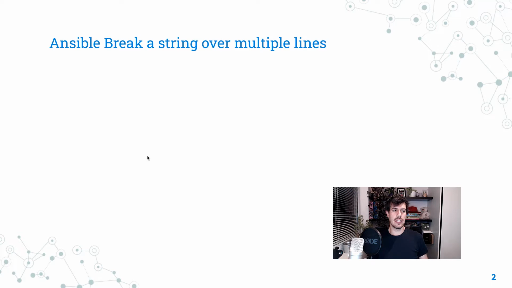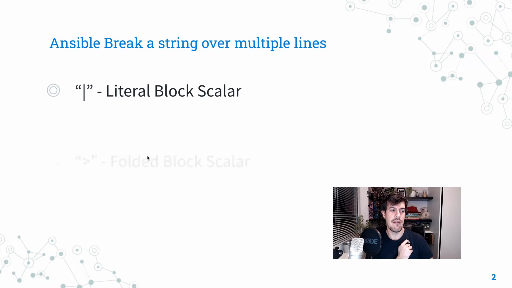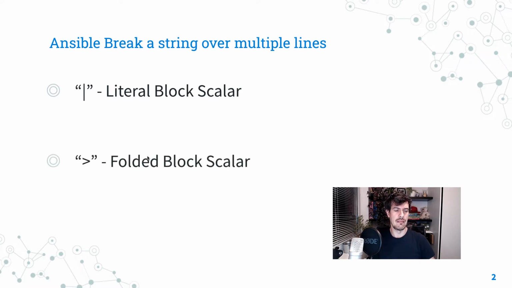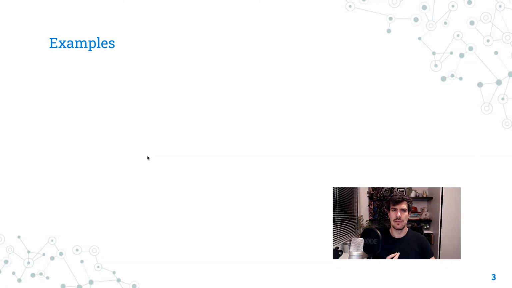Today we are talking about Ansible break a string over multiple lines. Basically, there are two different operators, the literal block scalar and the folded block scalar. It's easy for me to show you the behavior in a small example. So let's jump to the example section.